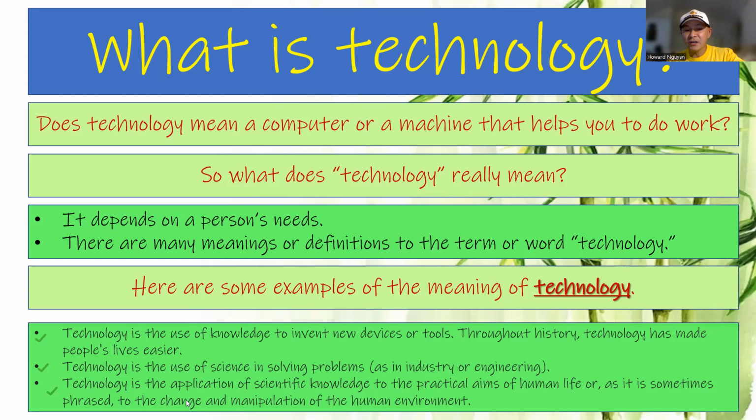Technology is the application of scientific knowledge to the practical aims of human life, as it is sometimes phrased, or to the change and manipulation of the human environment. So what it says is that technology helps our life to be better in the environment where we live. So it depends on you, it depends on someone else to define what technology is.